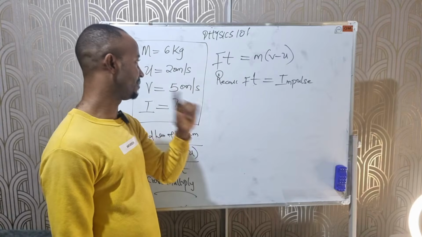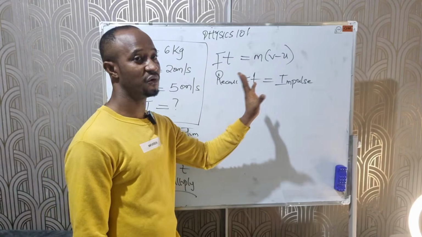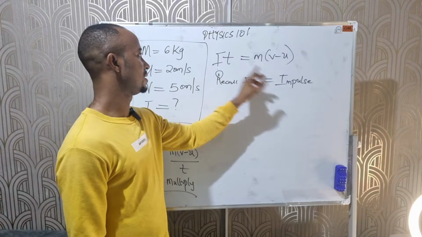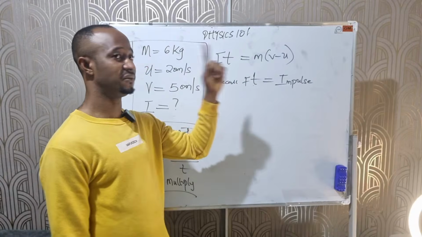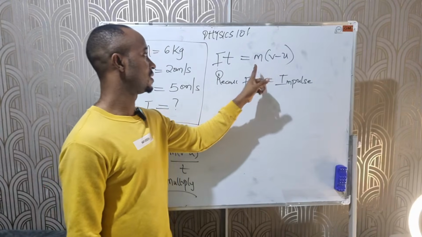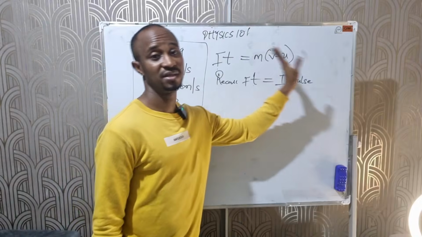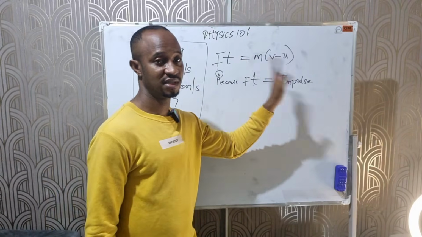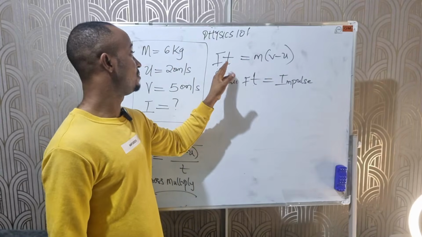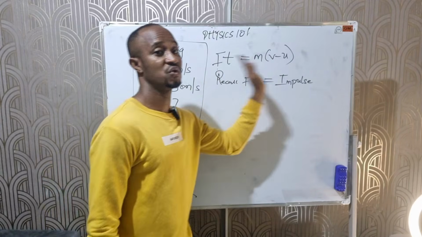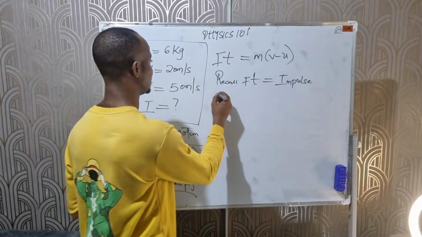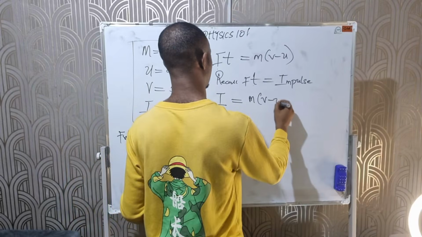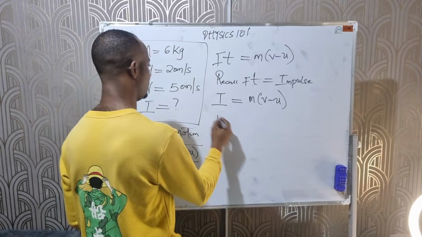Also, impulse can be defined as the change in momentum of a body. If Ft is equal to impulse, that means impulse is also the change in momentum. Momentum means mass times velocity. So from here we can see that our impulse is simply m(v minus u). So my impulse becomes what?